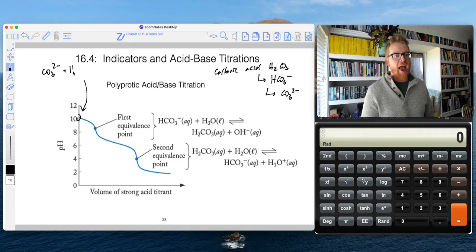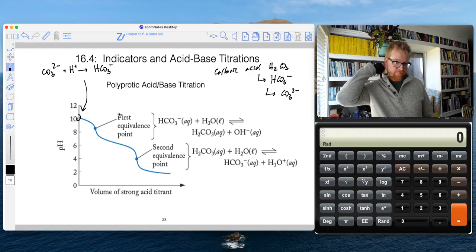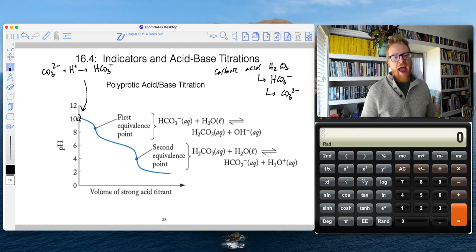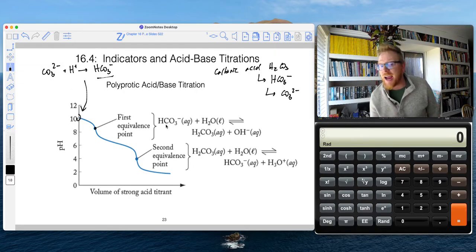If we add strong acid, that goes to a complete reaction, and that makes our bicarbonate. Now we can keep adding strong acid to our carbonate until we get to that first equivalence point. At that first equivalence point, I've completely used up all of my carbonate, and the only thing left is bicarbonate.